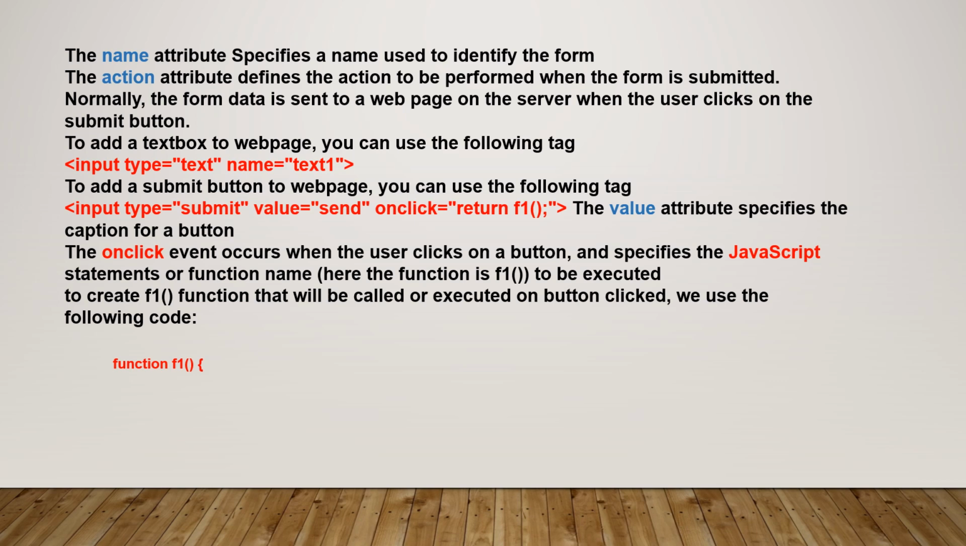The value attribute specifies the caption for a button. The onclick event occurs when the user clicks on a button and specifies the JavaScript statement or function name. Here the function is F1 to be executed. To create F1 function that will be called or executed on button clicked, we use the following code: function F1.